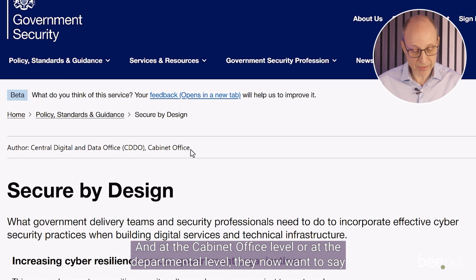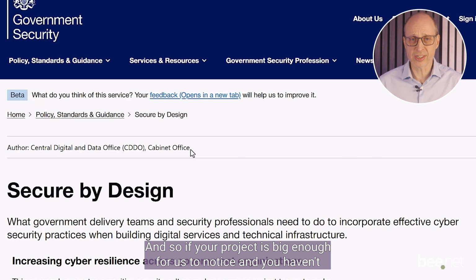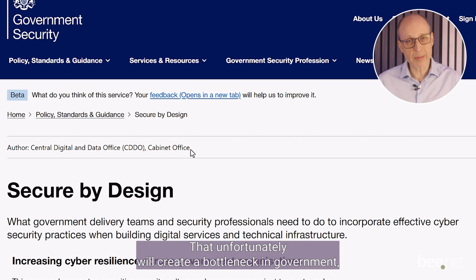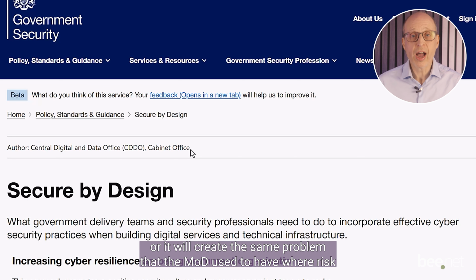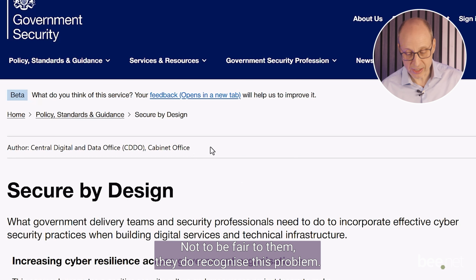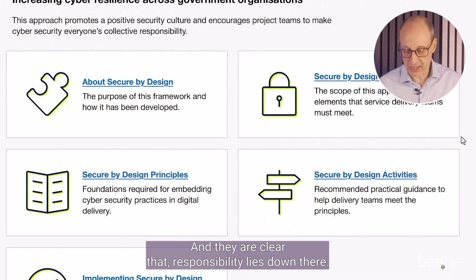And at the Cabinet Office level or at the departmental level, they now want to say, if you don't follow these principles, you won't get funding. And so if your project is big enough for us to notice and you haven't followed secure by design, we will deny you funding. That unfortunately will create a bottleneck in government, or it will create the same problem that the MOD used to have, where risk is perceived as being owned by the centre and not being owned by those projects. Now, to be fair to them, they do recognise this problem and they are clear that responsibility lies down there.